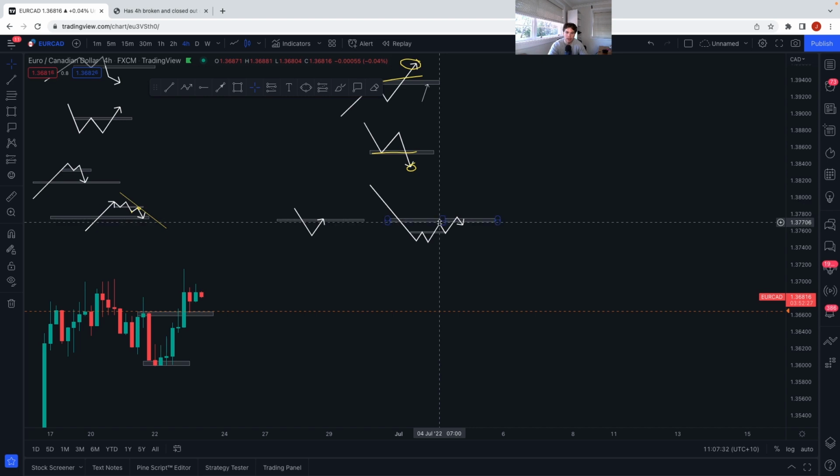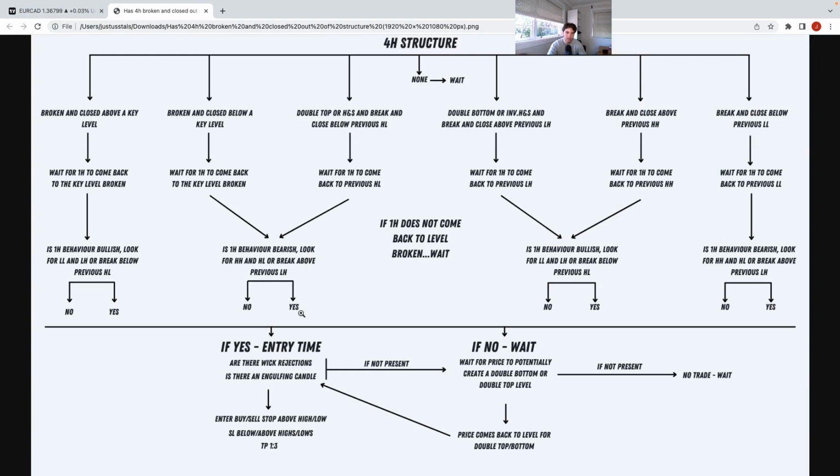So we can see higher high, higher low, higher high, higher low. As soon as we see price break above a previous lower high, we can instantly see that price is creating a counter trend against the overall 4-hour structure of the market, and the behavior is not bearish, so we cannot trade.